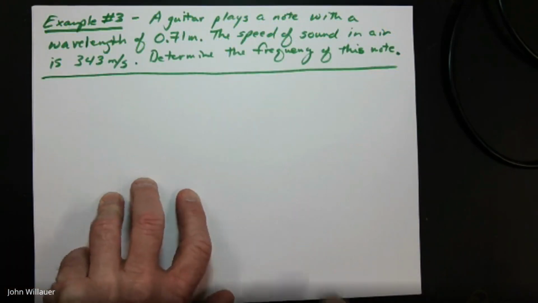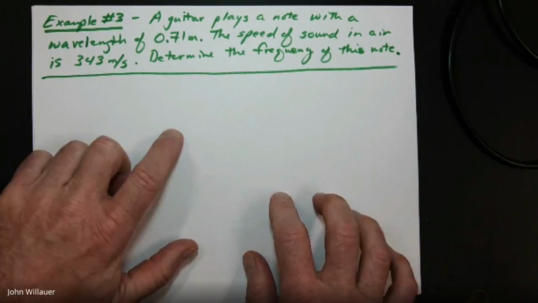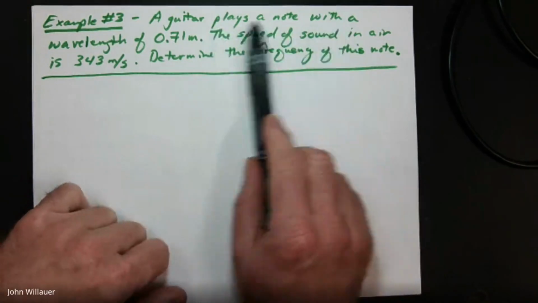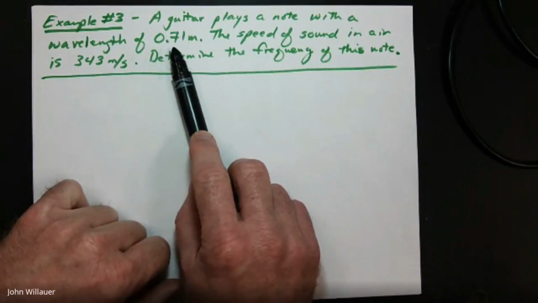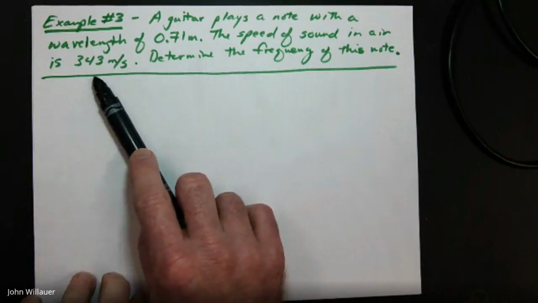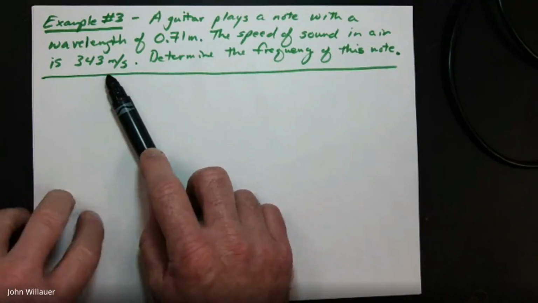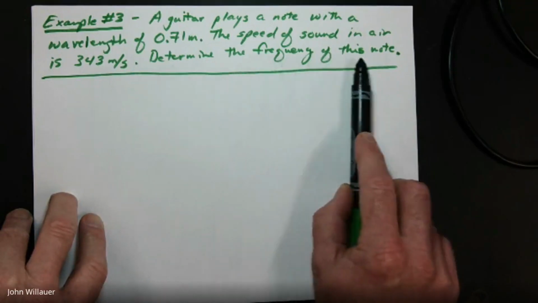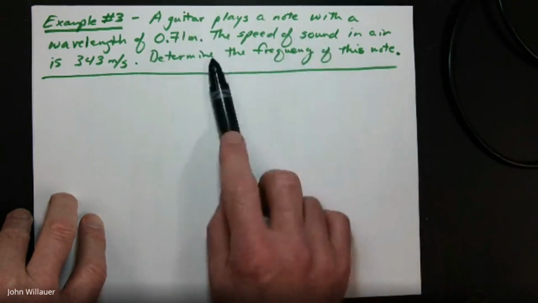And now we're going to look at example number 3, and in this case, we have a guitar string. A guitar plays a note with a wavelength of 0.71 meters. The speed of sound in air is 343 meters per second. That's actually at around 70 degrees Fahrenheit. We want you to determine the frequency of this note that's being played on the guitar.